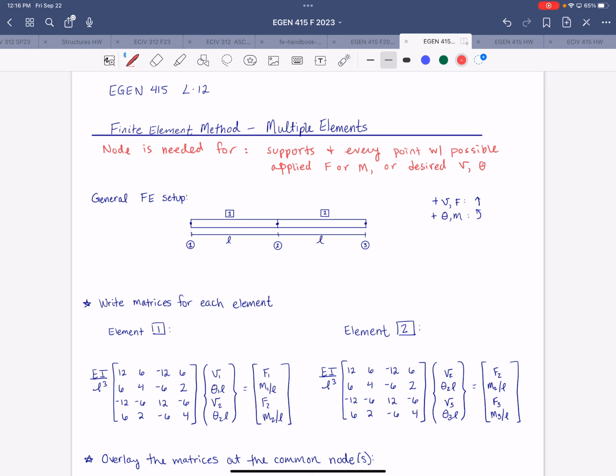All right, so general setup, typically number nodes left to right. We've got element numbers noted in the box, node numbers in a circle. This rule of numbering nodes left to right is really mainly applicable to beams. Once you get into frames, it can get a little bit more complicated, but generally speaking, it's helpful to stick to that trend.